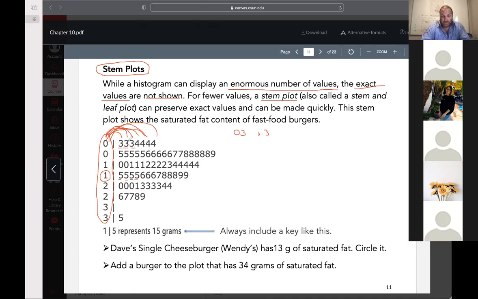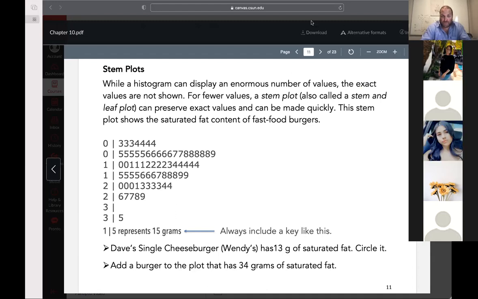So 0, 3, 0, 3. We have 20, 20, 20, 21, 23, and so on. Does that make sense for how to construct or how to interpret a stem and leaf plot?